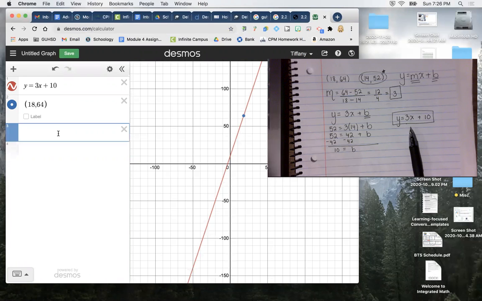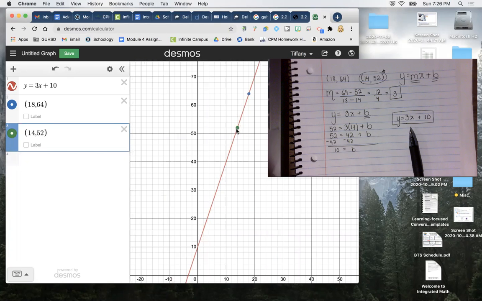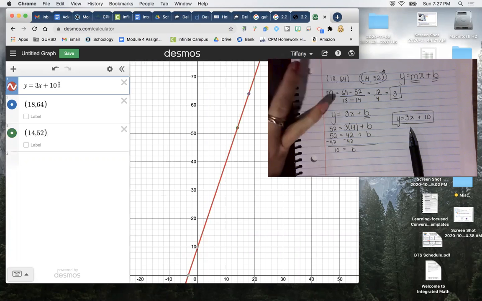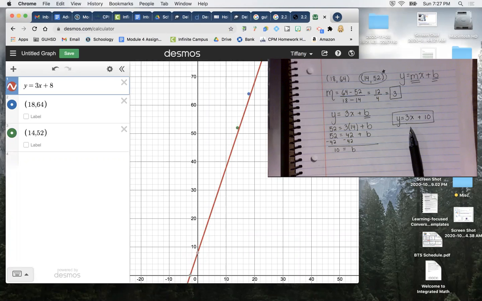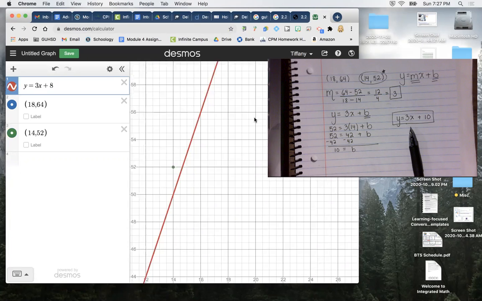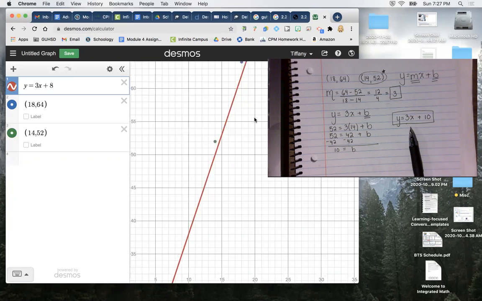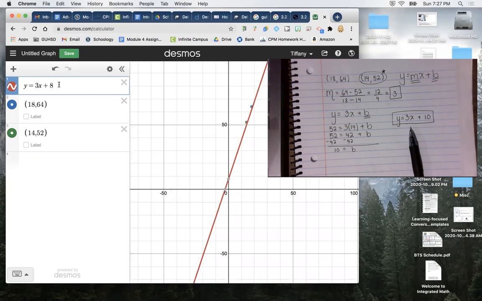I might even put another one on. Let's put in 14, 52. And look there, you can see both of these points fall on the line. That means that I definitely found the right line. Had I had the wrong y-intercept, let's say I got 3x plus 8, you'll see that those 2 points are not on the line any longer. Then I would have known I did something wrong.